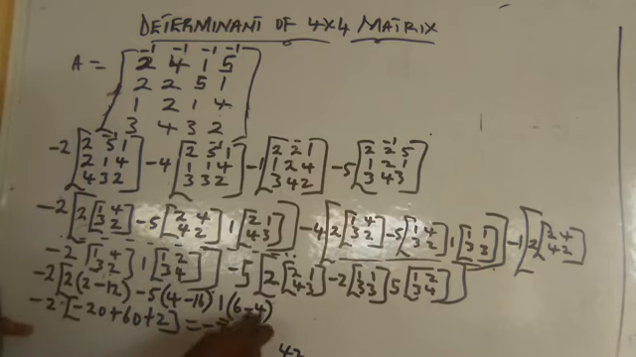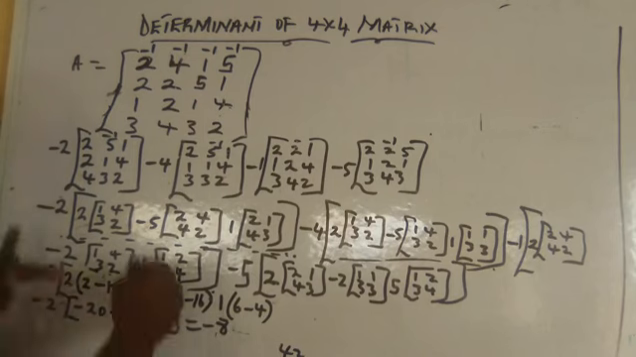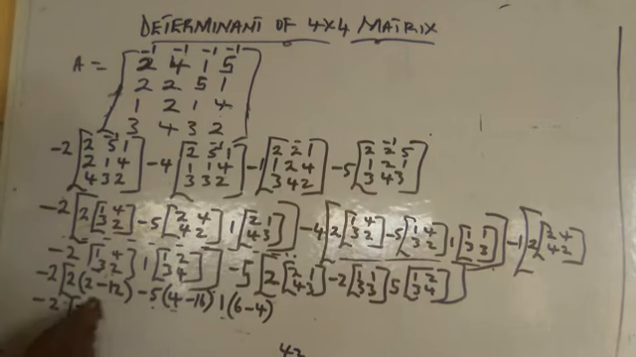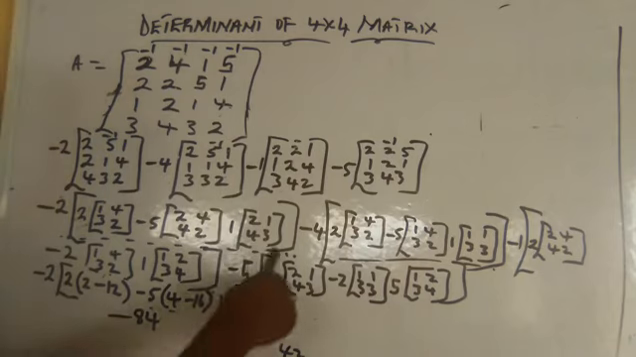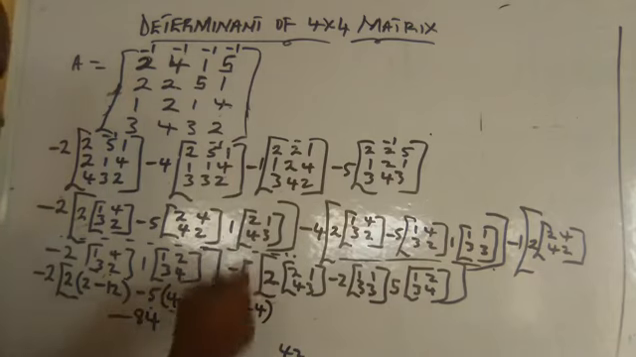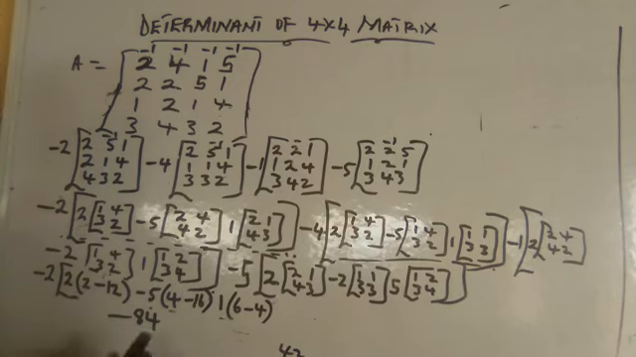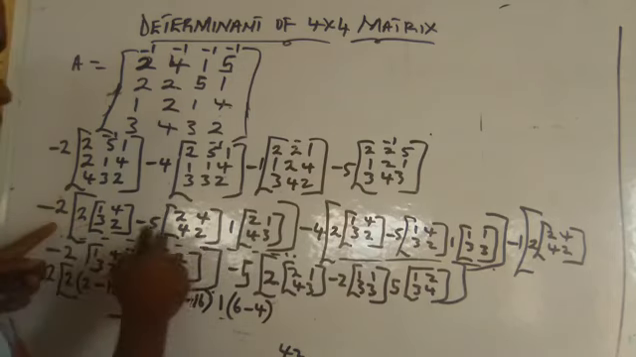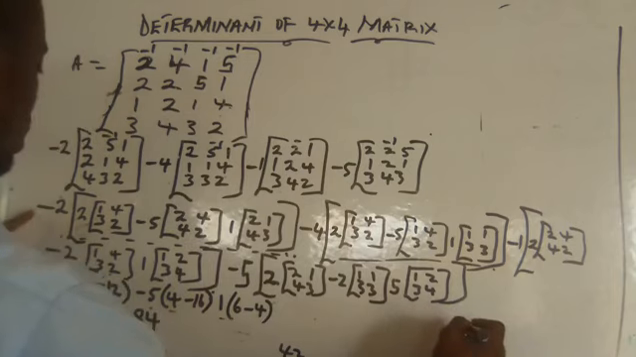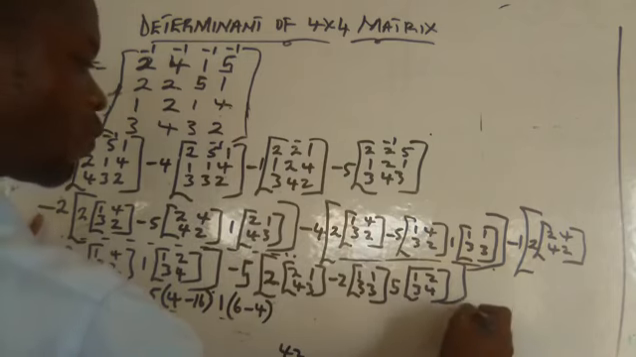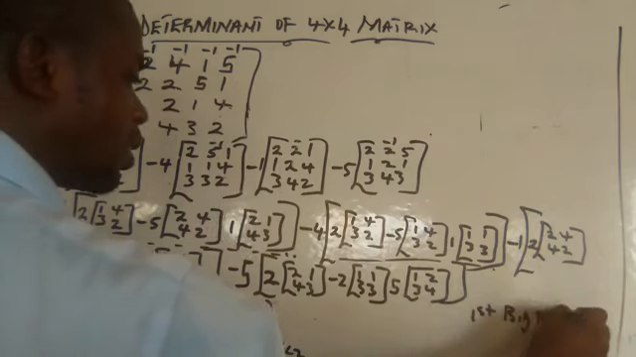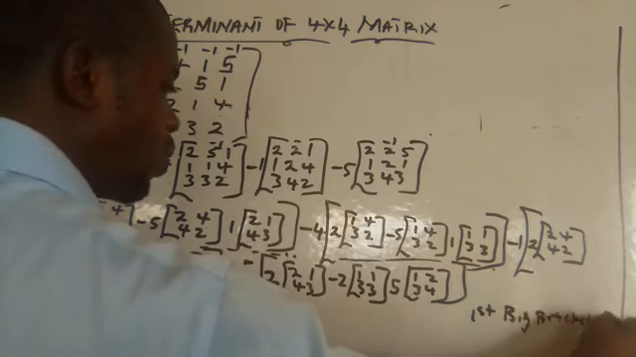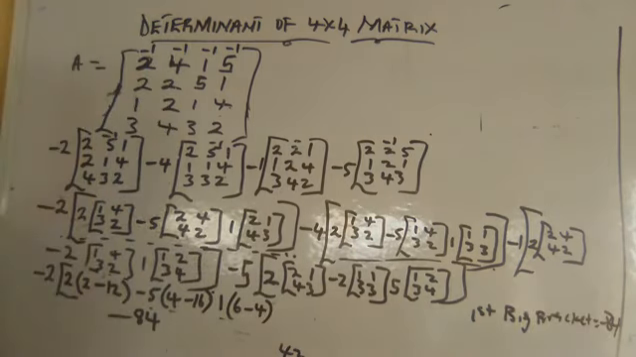So I can simply put it here. If you are working, you can continue working, but I just want to rub this off now since I've known my answer. My answer is minus 84 for this. Then I can come to the second one. I'll do the same thing here. For the first one here, this is my first row, or my first big bracket, equals minus 84.